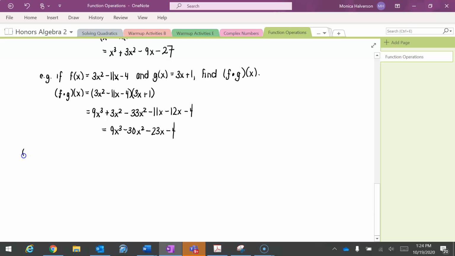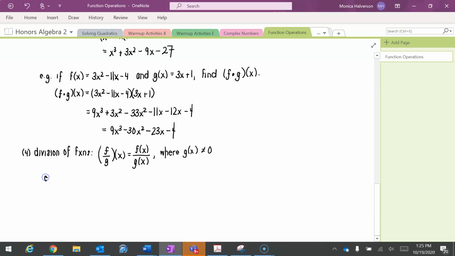All right, so the fourth operation we're going to talk about is division of functions. And this looks like f divided by g of x. So f of x divided by g of x. Now the key about this is that we also have to identify where g of x cannot equal 0. Because that is a significant value. We cannot have the denominator equal to 0 because it's undefined at those x values.